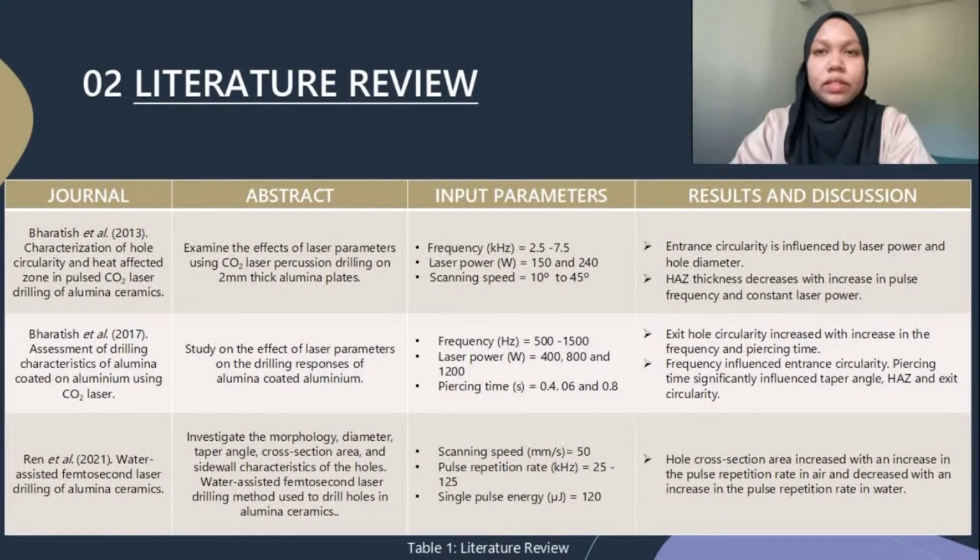I have summarized the related journals into this table. The first journal, by Baratish, examined the effects of laser parameters using CO2 laser percussion drilling on 2 mm thick alumina plates. The machining parameters used are frequency, laser power, and scanning speed. The results stated that entrance circularity is influenced by laser power and hole diameter. HAZ thickness decreased with an increase in pulse frequency and constant laser power.